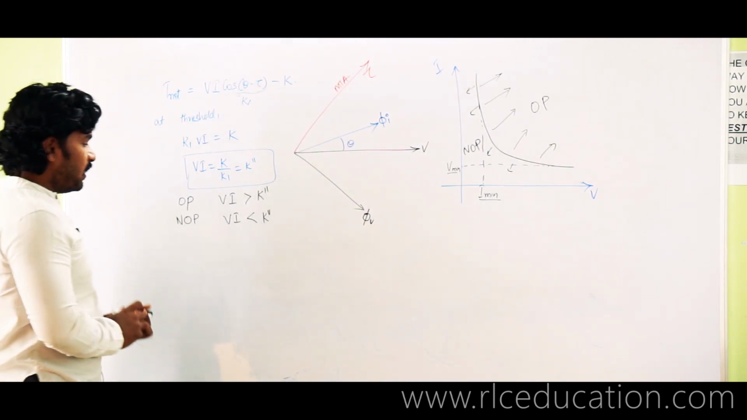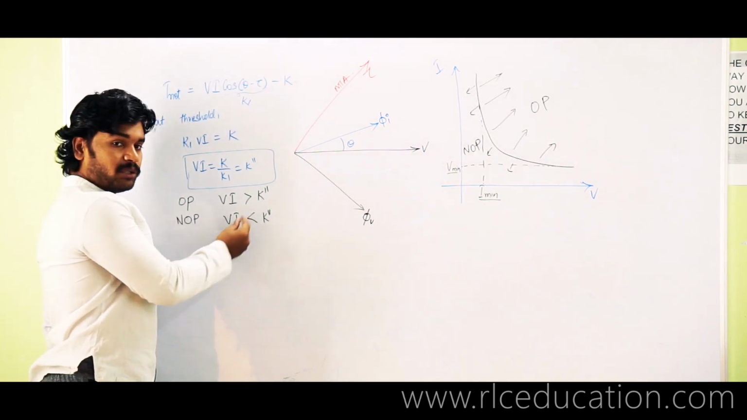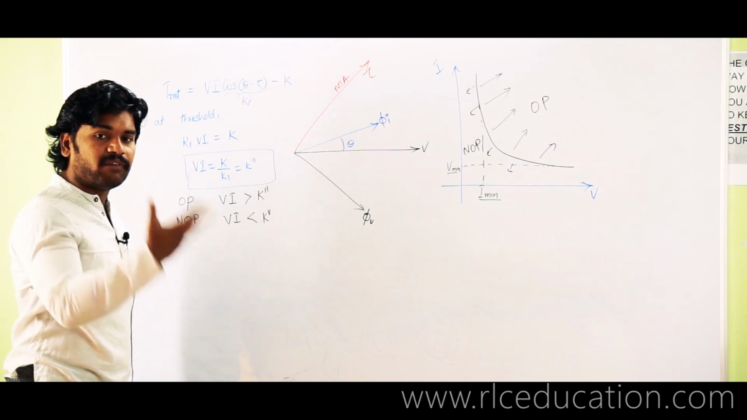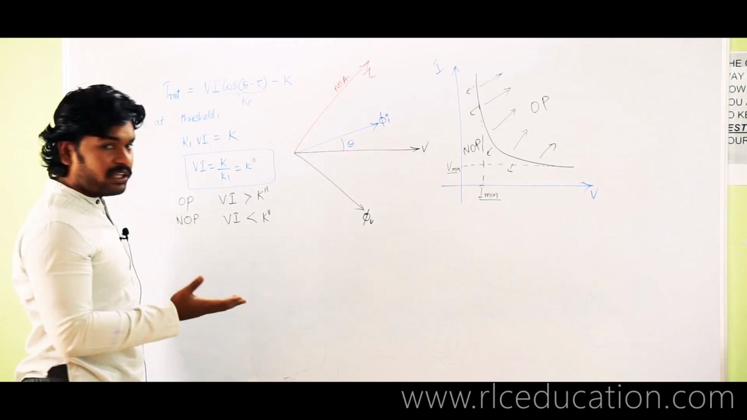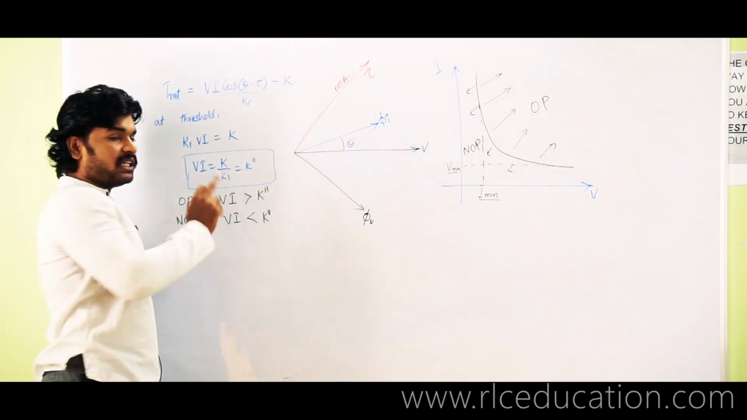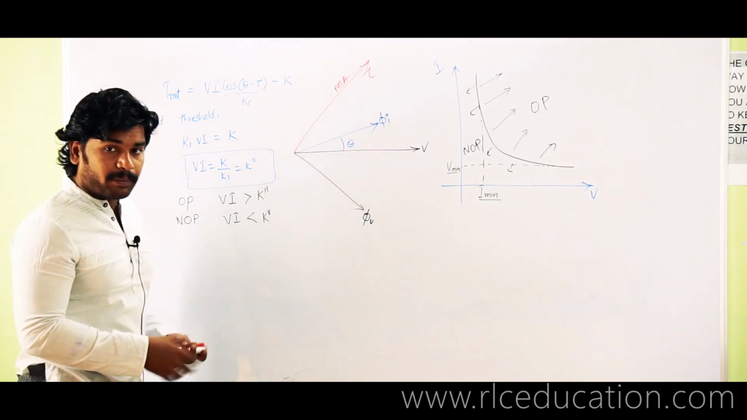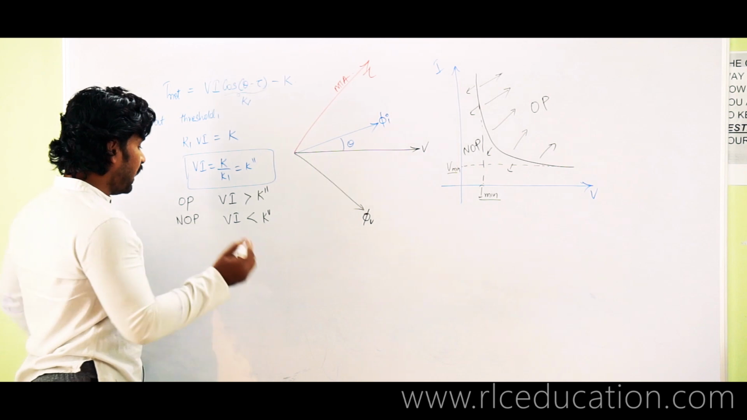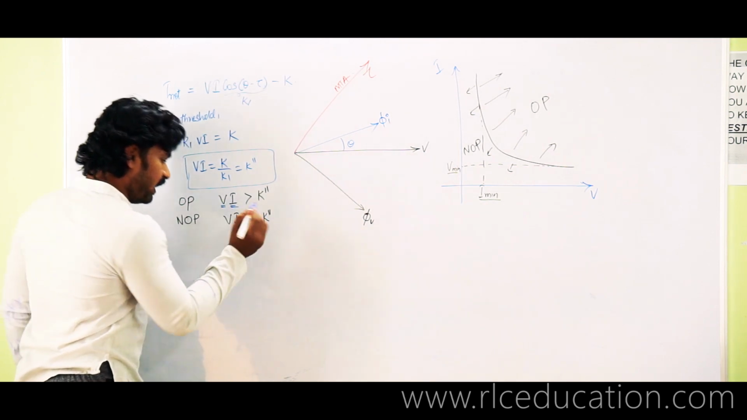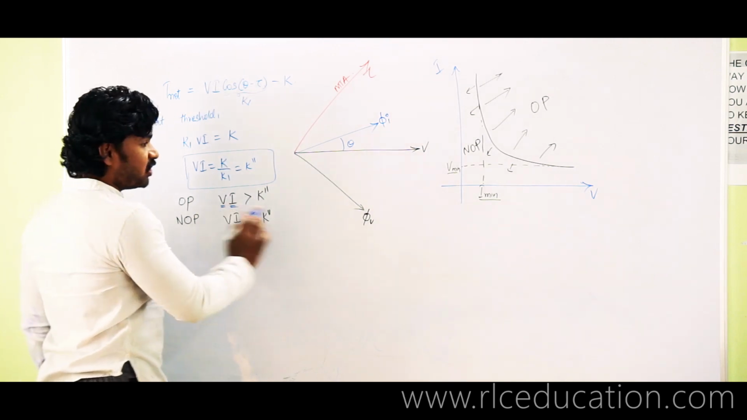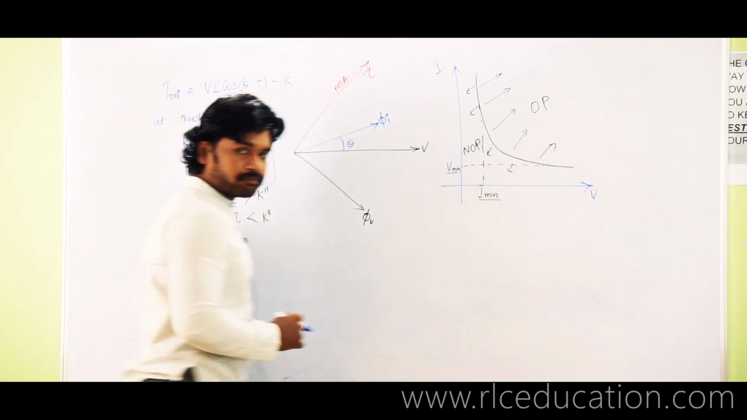Now as I was telling, the product of voltage and current should be greater than the constant K double dash, then only the relay will operate. But that doesn't mean that you can take any value of voltage and current so that the relay will operate. The condition to be satisfied is that whatever V and I you are getting, greater than the K double dash product, that V and I should be greater than V minimum and I minimum.